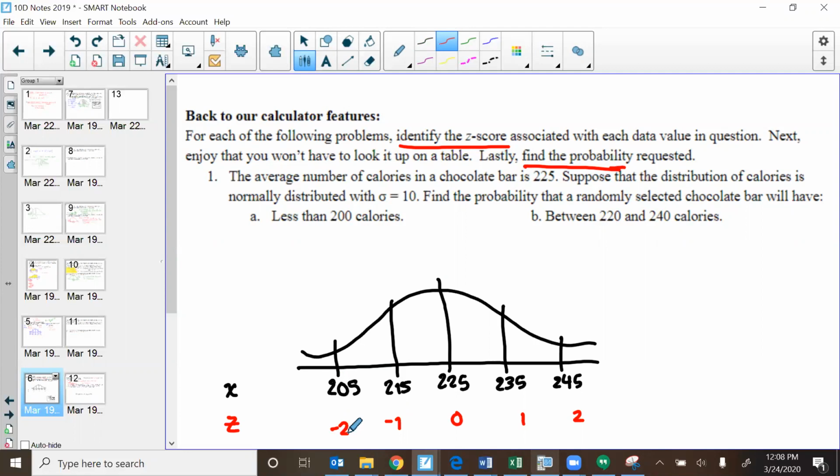And then it says, find the probability that a randomly selected chocolate bar will have less than 200 calories. That's going to be a really small probability because it's going to be to the left here. So I'm going to say 200, and then I'm going to go to the left. You know that it's everything to the left, so basically I need negative infinity over here. Now, you could find the z-score associated with this. It's a little bit to the left of -2.